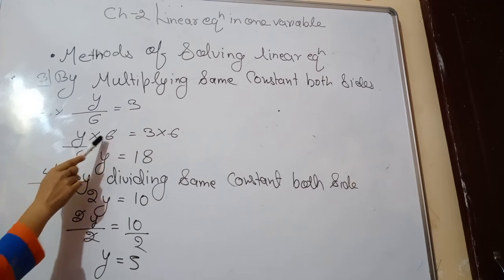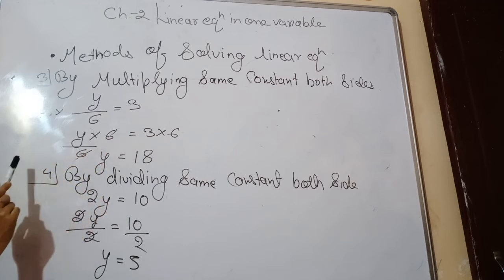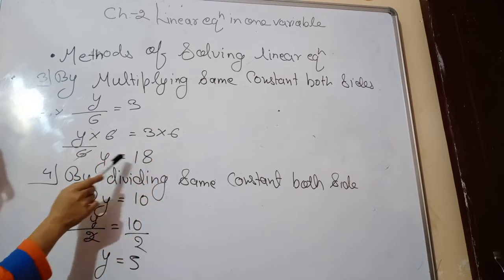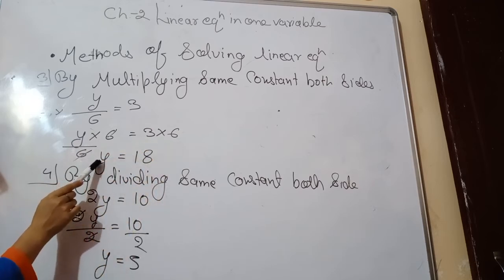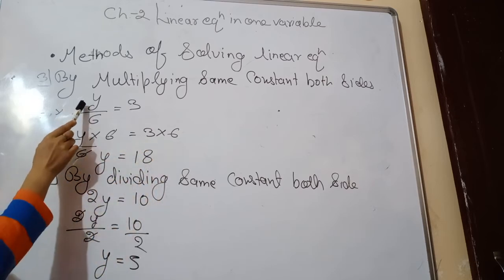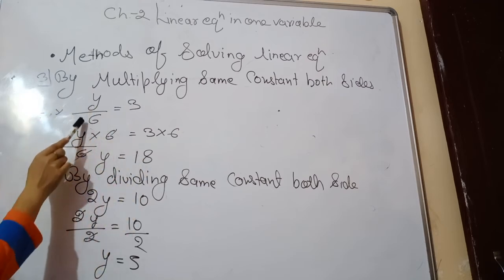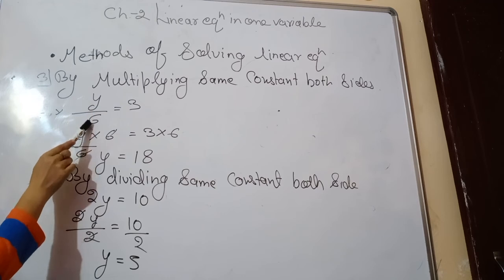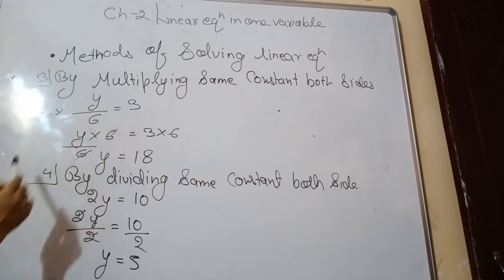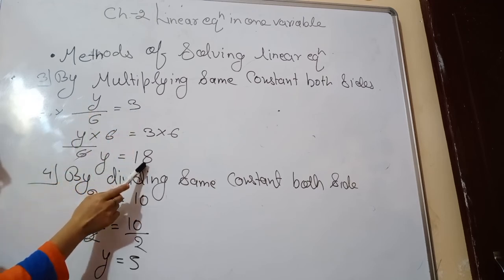Now 6 in both numerator and denominator get cancelled out, and here 3 6s are 18. So how much will we get? We will get y is equals to 18. If I place 18 here in place of y, clearly you can see 18 divided by 6, so 6 3s are 18. It means the value which we have obtained is correct.